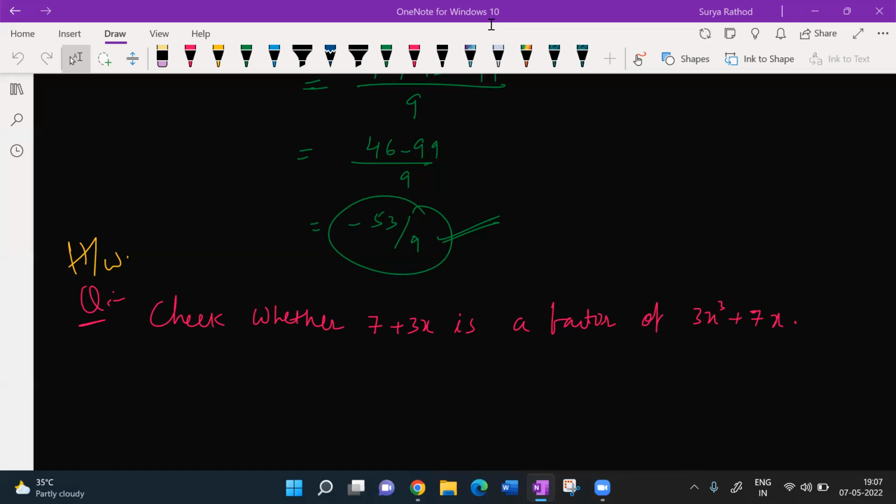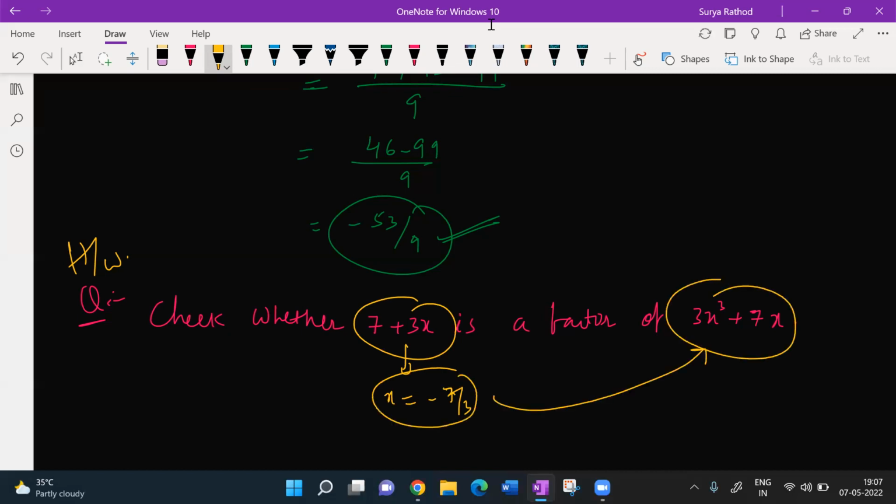So it is not a factor, it is a remainder, beta. So substitute the x value minus 7 by 3. How to check? Substitute the x value minus 7 by 3 in this place. If you are getting equal to 0, that is a factor. If not equal to 0, not a factor. Correct?